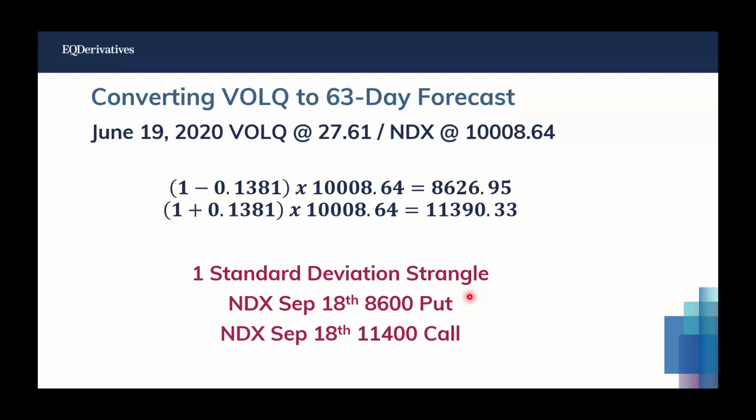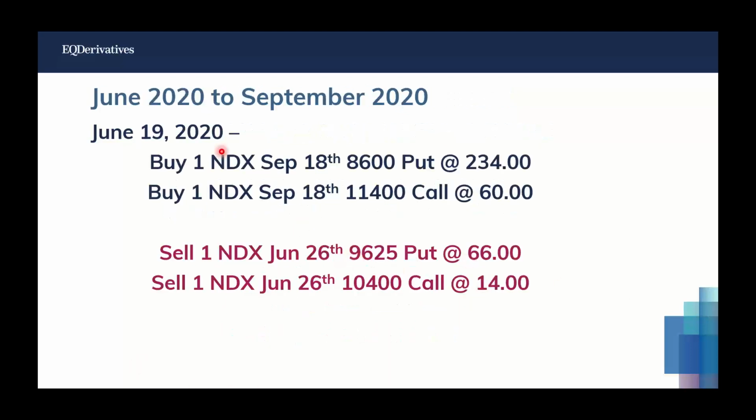It started out with buying the standard September 18th 8600 put and turning around and buying the 11,400 call. And that's the first part of the trade right there. The 8600 put was trading for $234. I know that's a pretty pricey option there. And the 11,400 call was trading at $60.